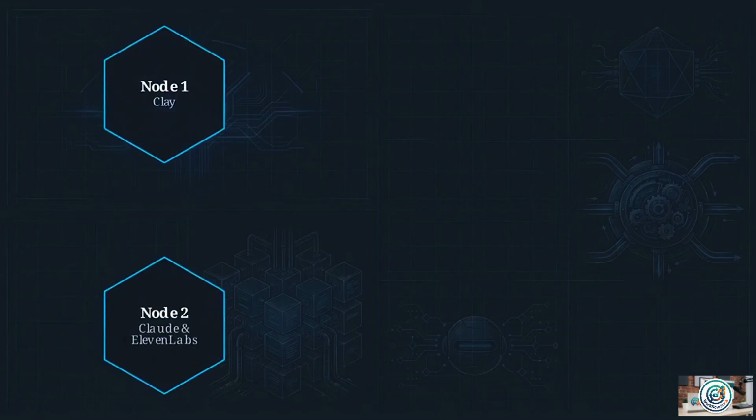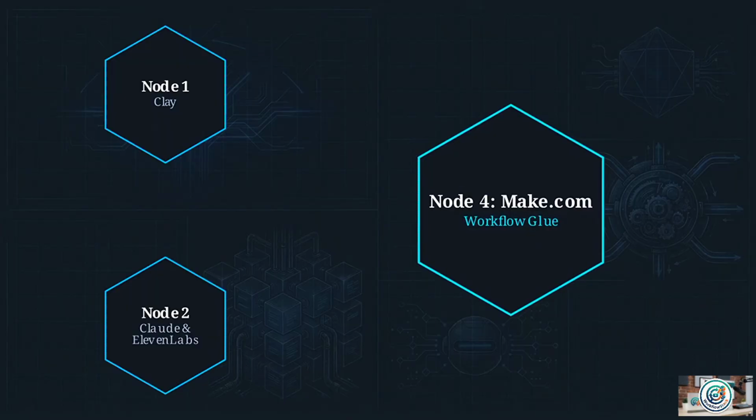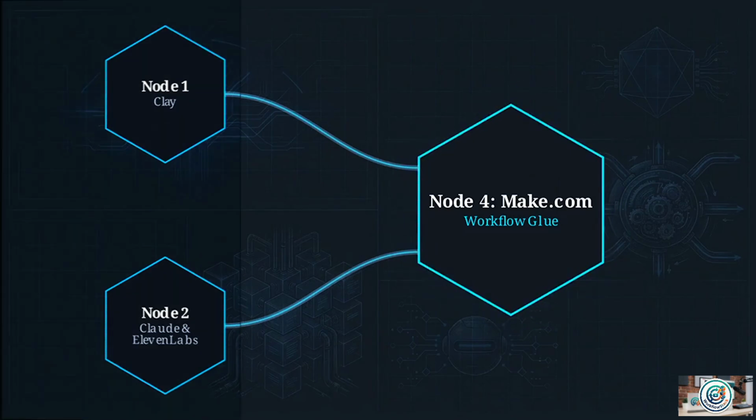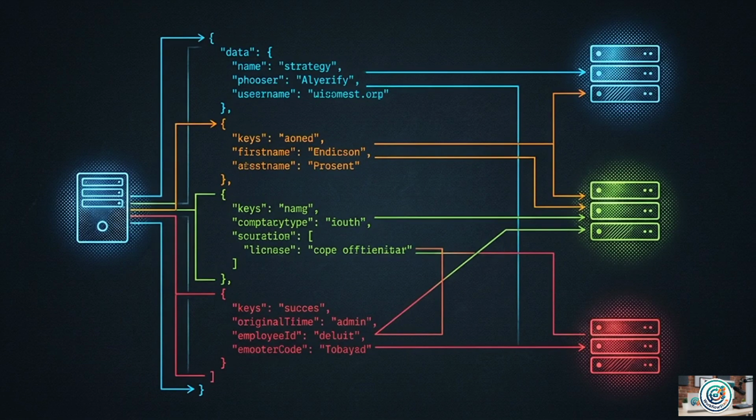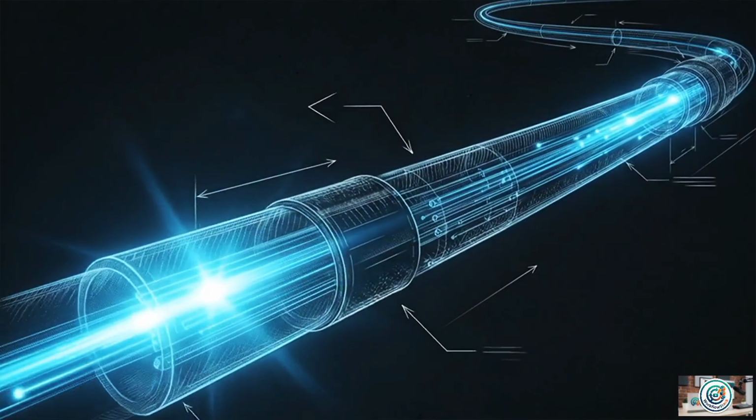This brings us to the central hub that actually makes the stack operate autonomously. Notice how the lines from nodes 1 and 2 connect directly into node 4, make.com, the workflow glue. Configuring this requires mapping API webhooks, formatting data in JSON, and building specific error handling routes to catch failures. This is where we achieve that 10-minute logic.